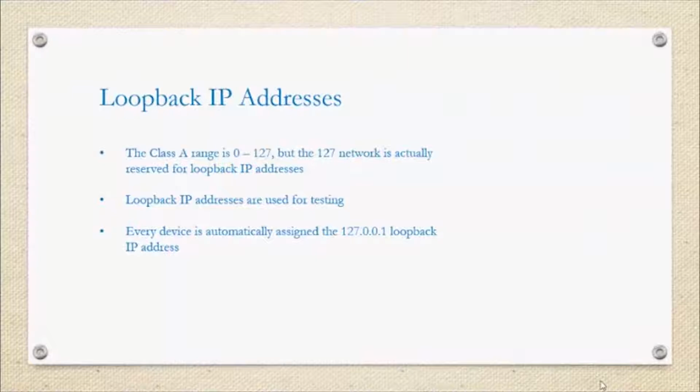Alright, so one thing about Class A is that there is a reserved network address for loopback IP addresses. Loopback IP addresses are used for testing and ensuring that your network adapter is properly functioning. So every device is automatically assigned the 127.0.0.1 loopback IP address.